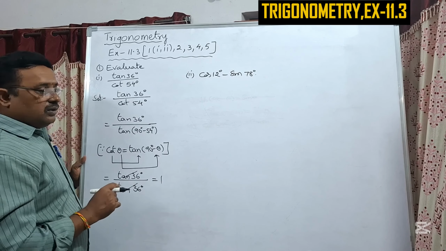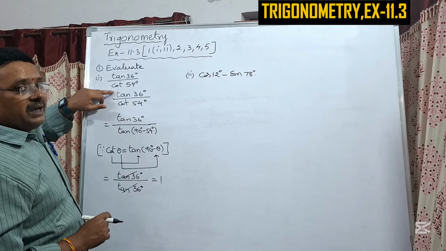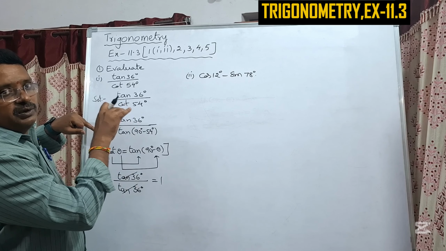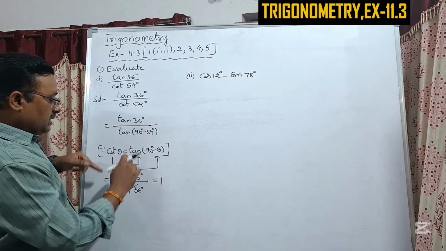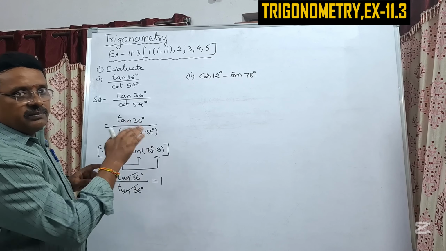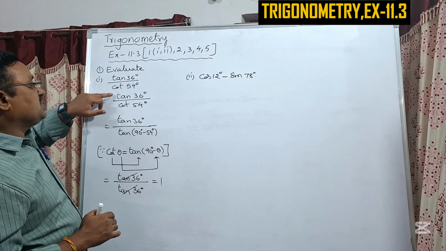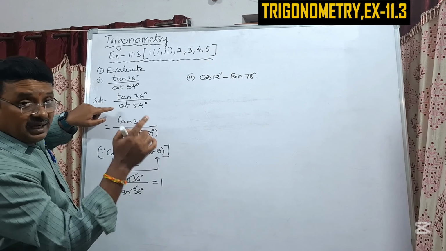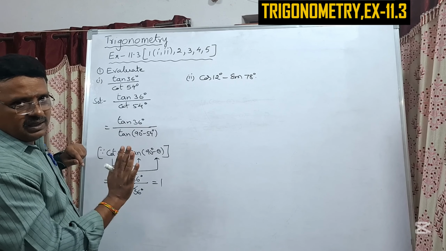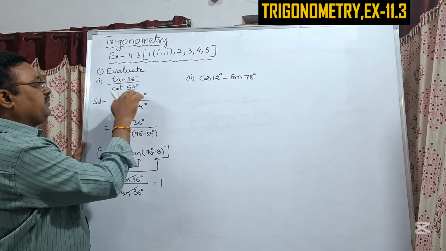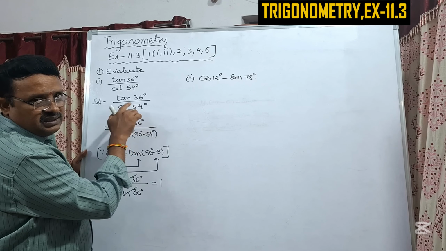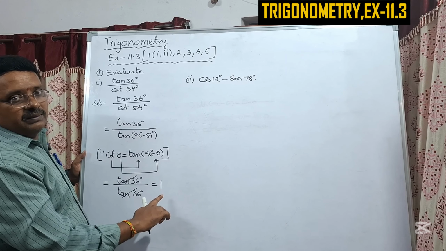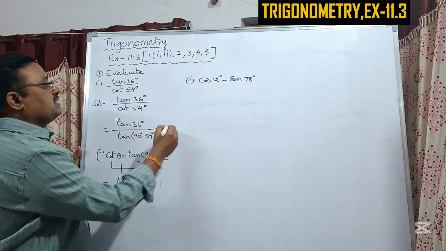Understood? So what I did is I kept the numerator as it is and tried to convert the denominator in terms of the numerator's trigonometric ratio. That's why I got the answer like this. The same problem can be done by changing the numerator into its complementary cot while keeping the denominator as it is. Then the numerator will become cot 54, and the denominator remains cot 54. Both will get cancelled. You will get the same answer, 1. Understood? Right. Come to the second problem.